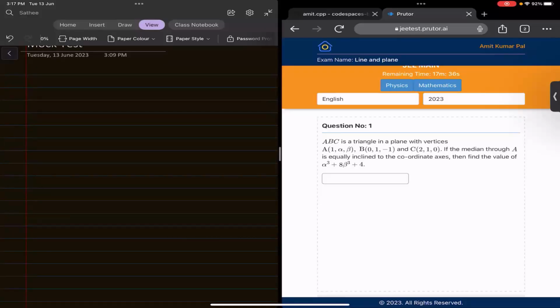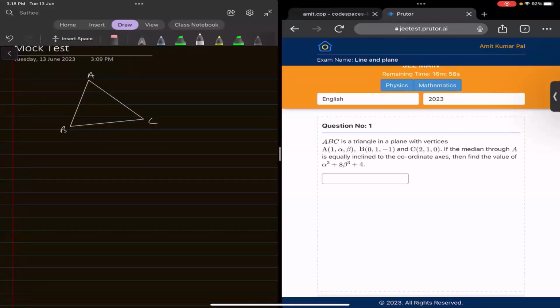If we start with question number one, it is given that you are given a triangle. Let's say this is some triangle, and its points are given as follows: A is 1, alpha, beta; B is 0, 1, minus 1; and C is 1, 1, 0. So these are the points given to you, and it is given that a median is drawn through this point.